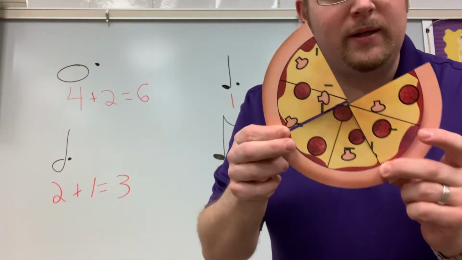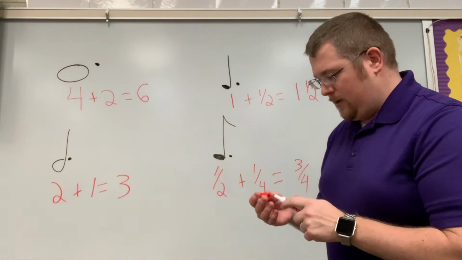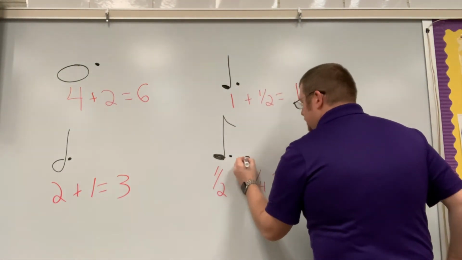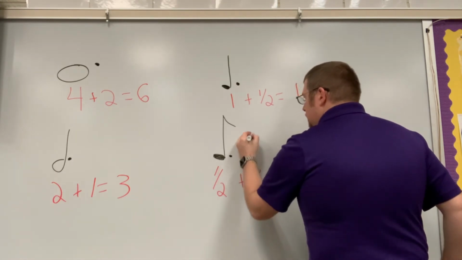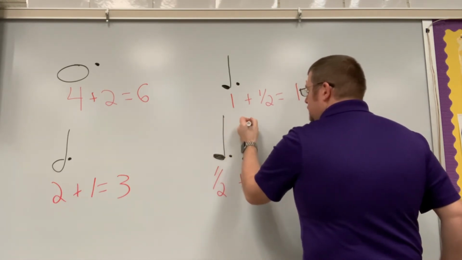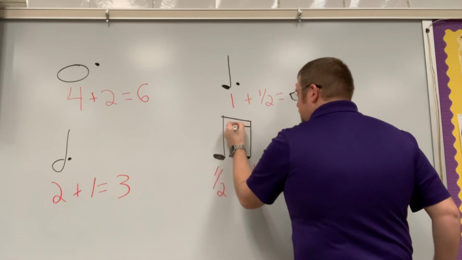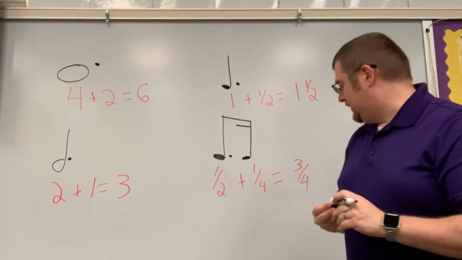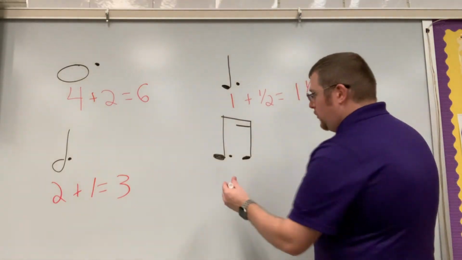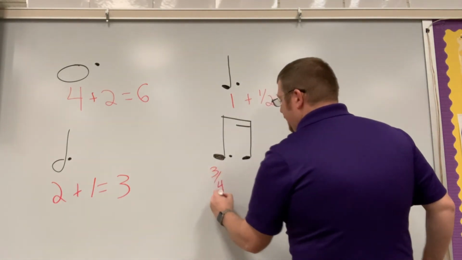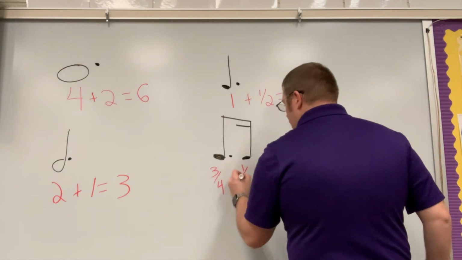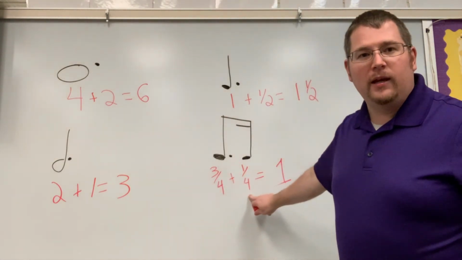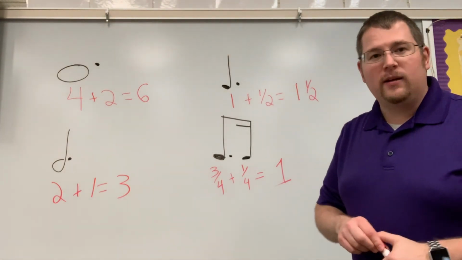There's a piece missing. So usually on this one down here, you're going to see this with it. A dotted eighth note with a 16th note, because this part is worth 3/4 of a beat. This part is worth 1/4 of a beat, which leaves us with 1 whole beat altogether.